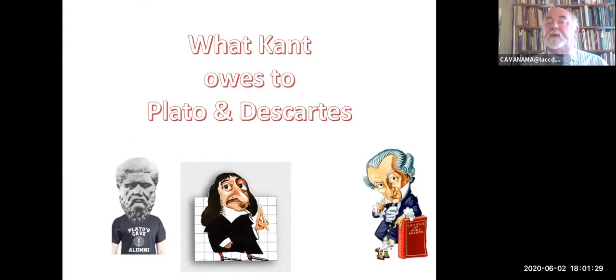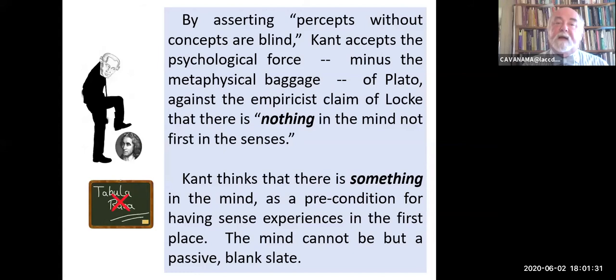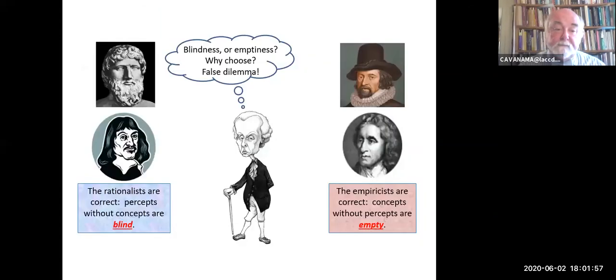Here's what Kant owes to Plato and Descartes. By asserting that percepts without concepts are blind, Kant accepts the psychological force of Plato without the metaphysical baggage, and he does so against the empiricist claim of Locke that there's nothing in the mind which is not first in the senses, because Kant thinks that there is something in the mind, something very precise in the mind, as a precondition for having sense experiences in the first place. And so Locke can't be right that the mind is just a passive blank slate. There has to be something in there.